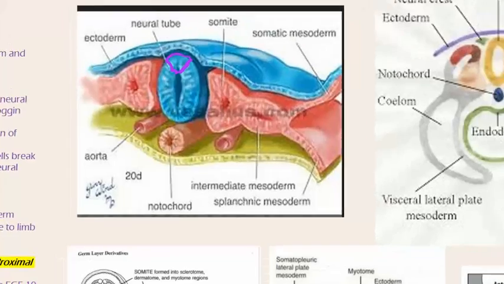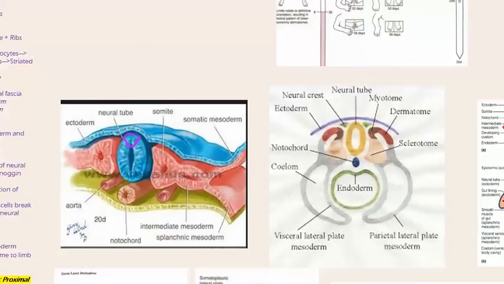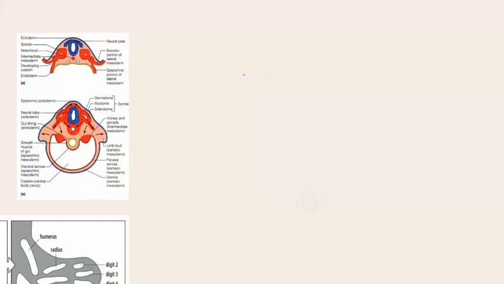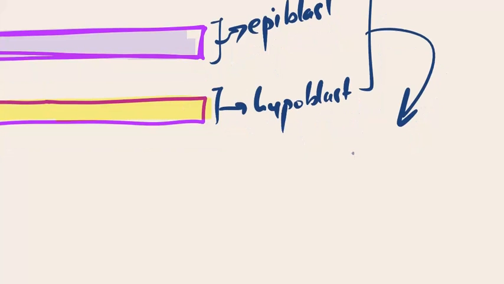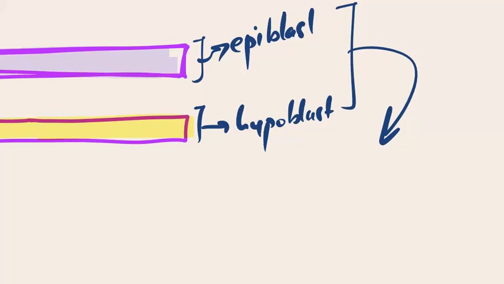Oh, okay, yeah. Okay, so let's look at this again. So this is what we're saying. All right, so if this here is the epiblast, and this is your hypoblast, the epiblast and the hypoblast, where were they coming from? That's the embryoblast.